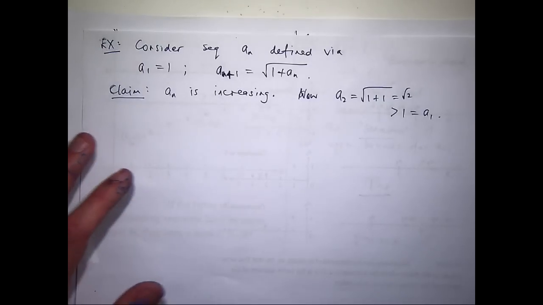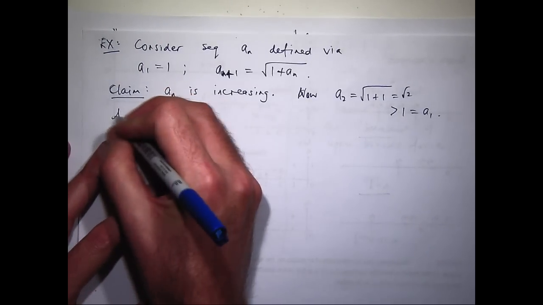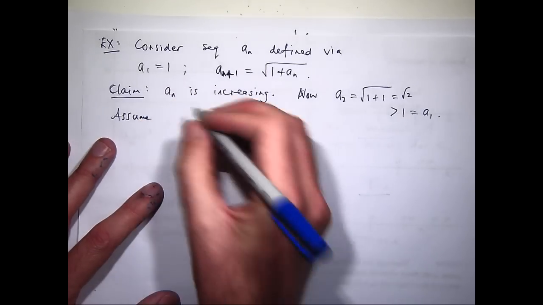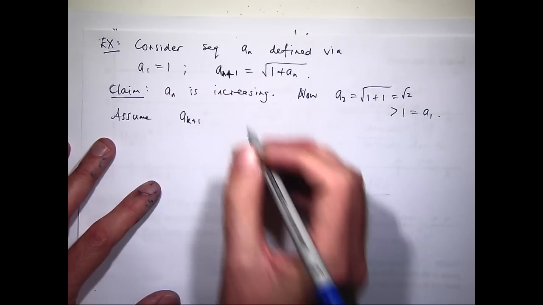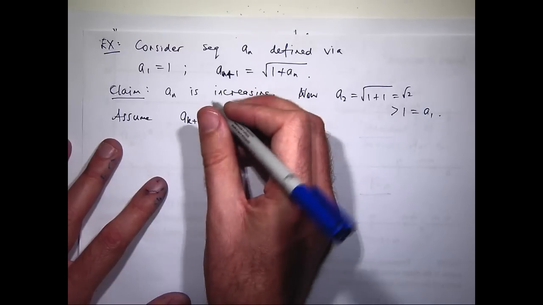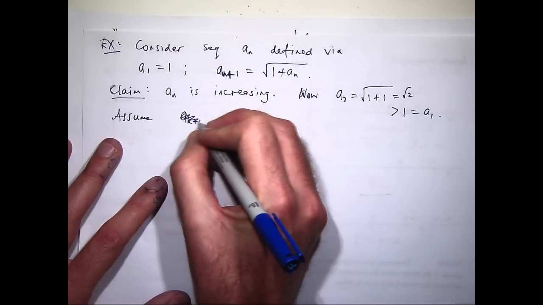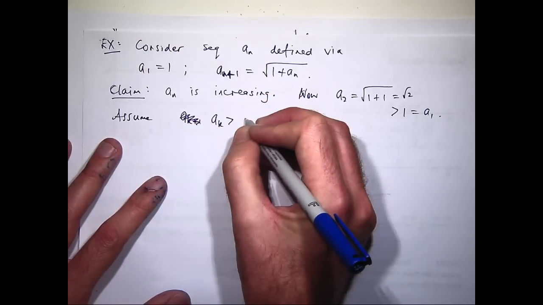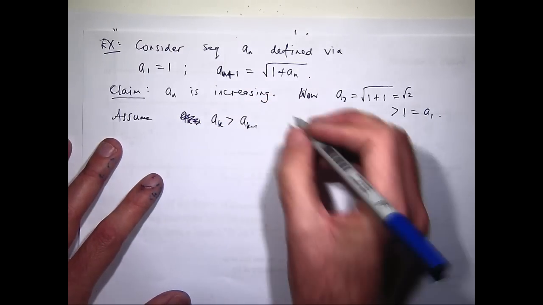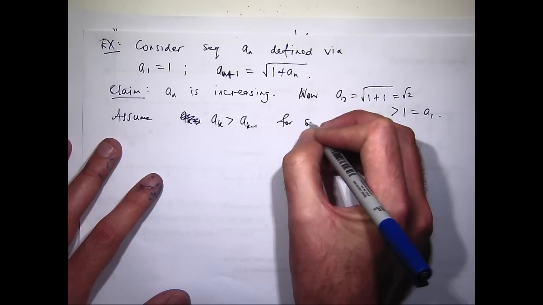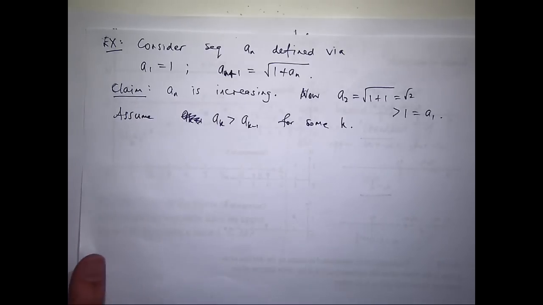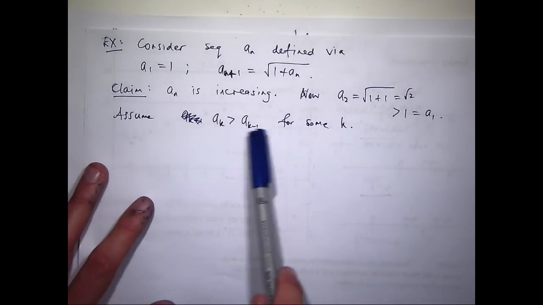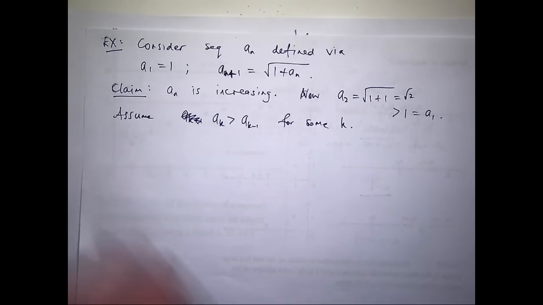So it's true for this first case. So we assume, actually, let's use that A sub k is greater than A sub k minus 1. Okay, so what we would like to do then is show that this is true: A sub k plus 1 is greater than A sub k.